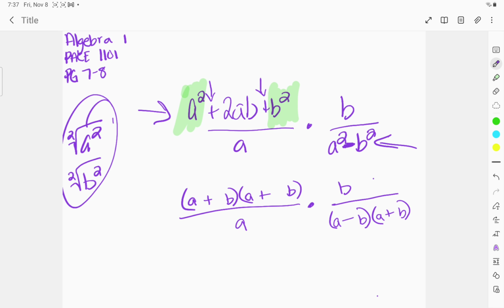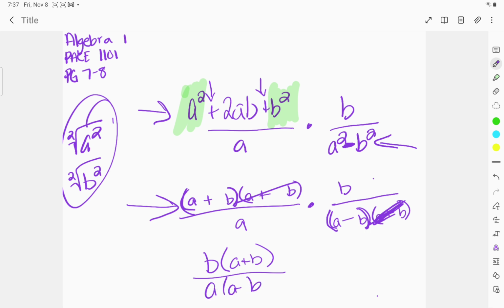So from here, you want to do the cancellation process. You're going to cancel a plus b and a plus b. I can only cancel one of these a plus b's because I only have one on the bottom. The other one is a minus b. And you can't separate them and you can't cancel them because this group is one group, this is one group, and they have to be identical. So from here, you just multiply b times a plus b, which is going to be b times a plus b, and a times a minus b is a times a minus b. And that is your answer on that one.